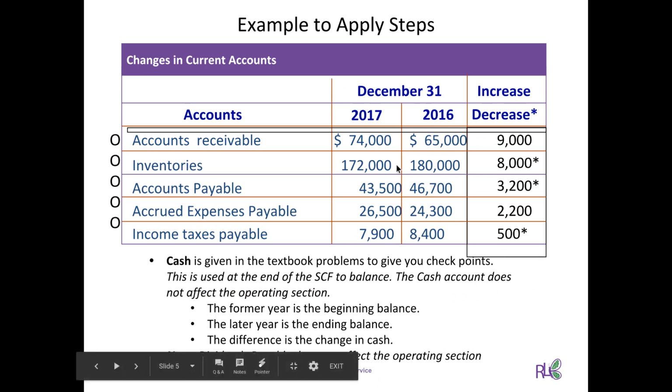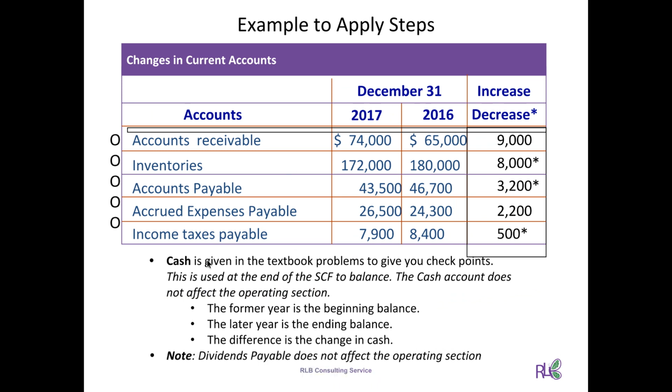The note that I have down here at the bottom is very important. Cash is given in the textbook problems to give you checkpoints. This is used at the end of the statement of cash flow. So if you remember, statement of cash flows is the only financial statement where the beginning balance is at the end of the whole statement. The cash account does not affect your operating section. So even though it's given in the operating section in most of your problems, it doesn't change anything. All it is is your checkpoints.